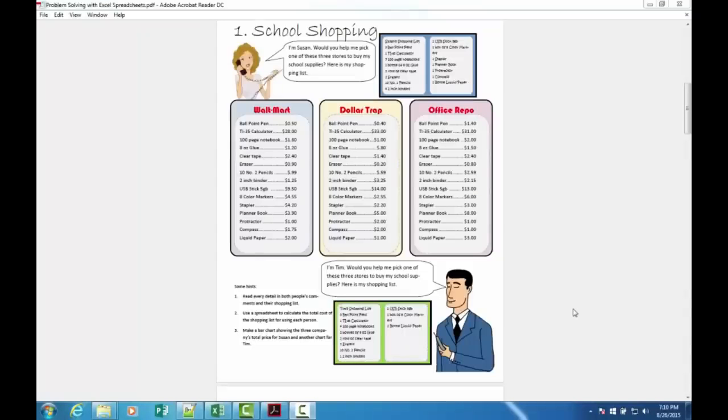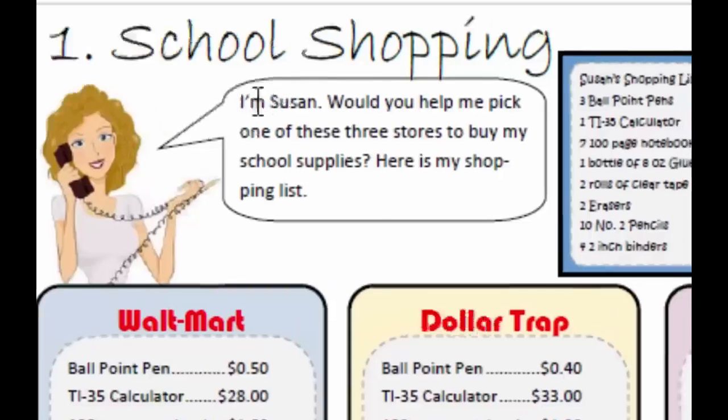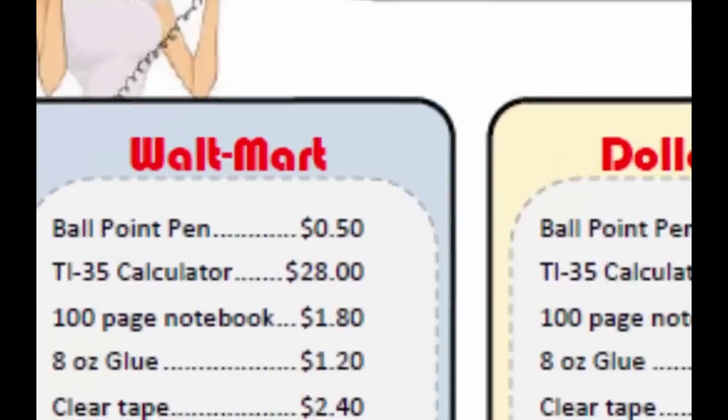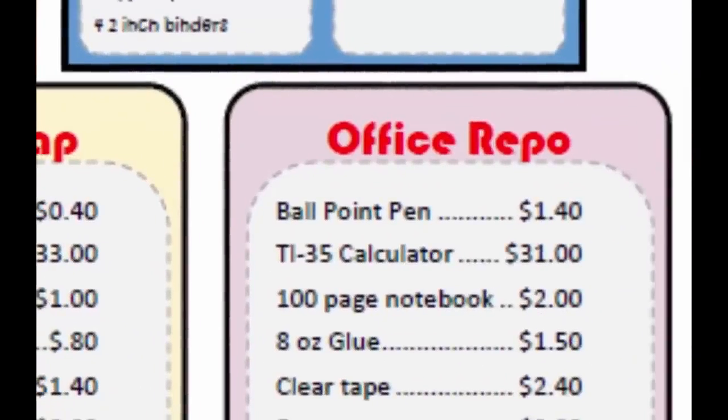In this first Excel problem, we're going to go on a shopping trip. And so we have a shopping list. Susan says, "I'm Susan. Would you help me pick one of these 3 stores to buy my school supplies? Here's my shopping list." And so to the right of the shopping list, you can see all the items that Susan would like to buy. Her choices are Walmart, Dollar Trap, and Office Repo.